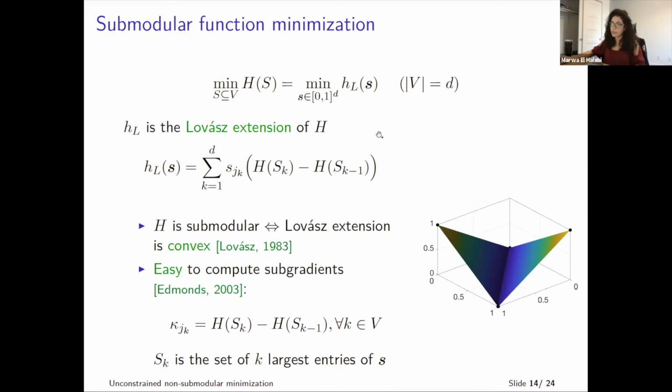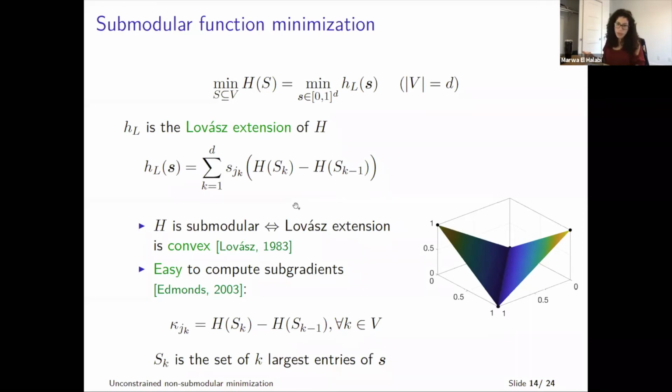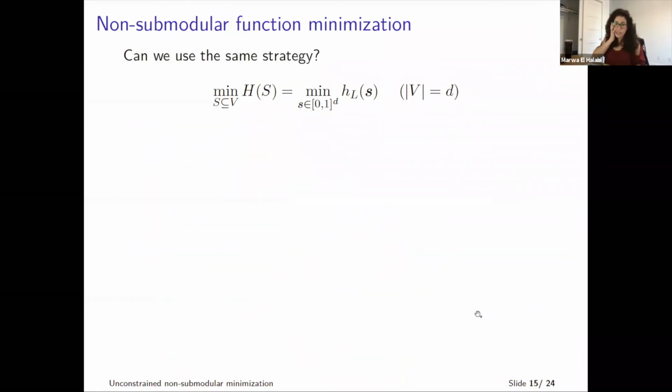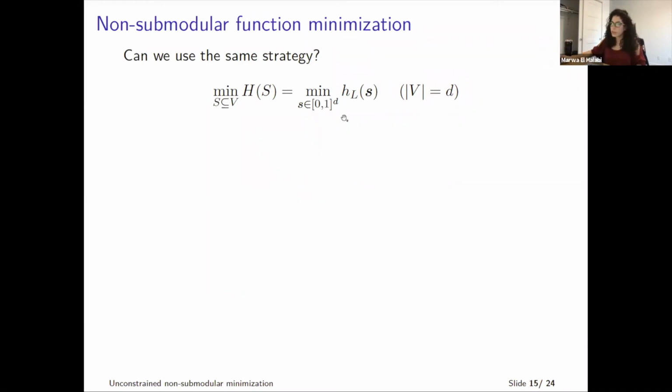And then actually rounding is very easy. You just look at all these sets S_k and pick the one that will give you the best set function. So you don't lose anything from going back to the discrete optimization problem. So now the question is, can we follow the same strategy when the function h is not submodular?